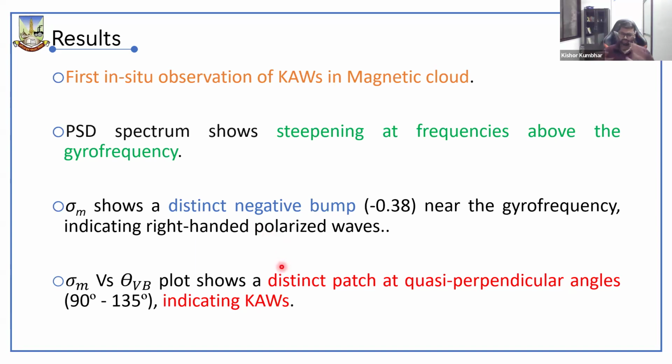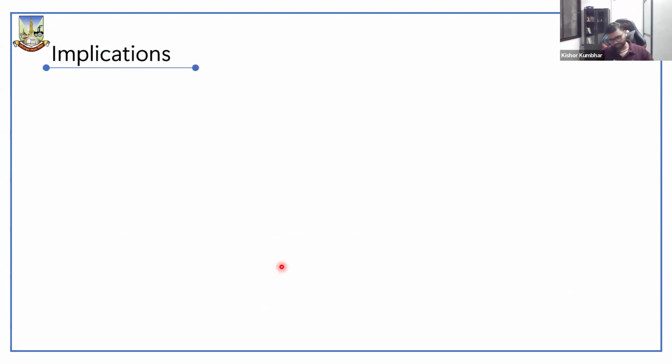So now, okay, I have convinced you that this is a KAW and all, but what are the implications? We have identified the KAW in the ICME magnetic cloud, but what is the actual implication of our finding? First of all, as we know, an ICME magnetic cloud is a very closed structure. Closed in the sense it doesn't interact with the surrounding solar wind. Thus, it doesn't experience any force and it remains in a stable equilibrium.